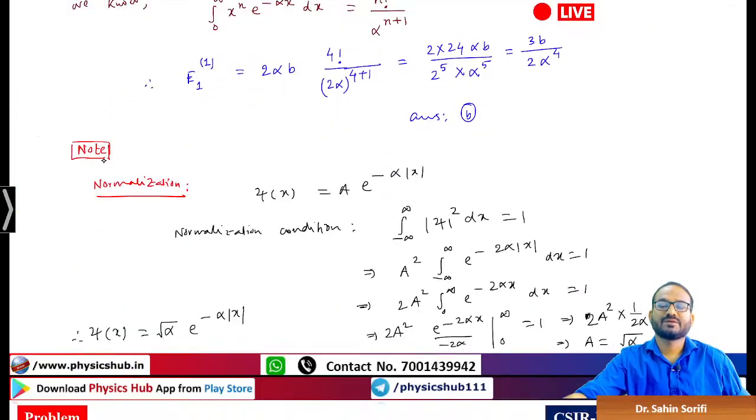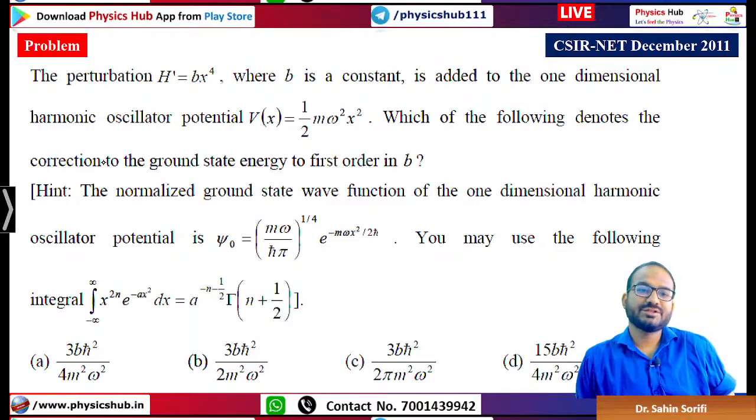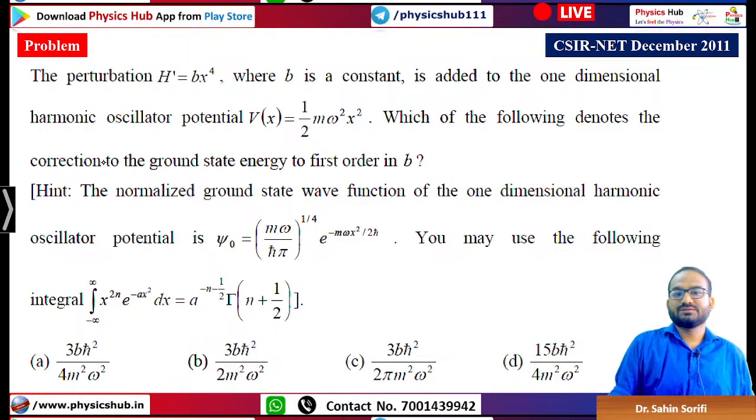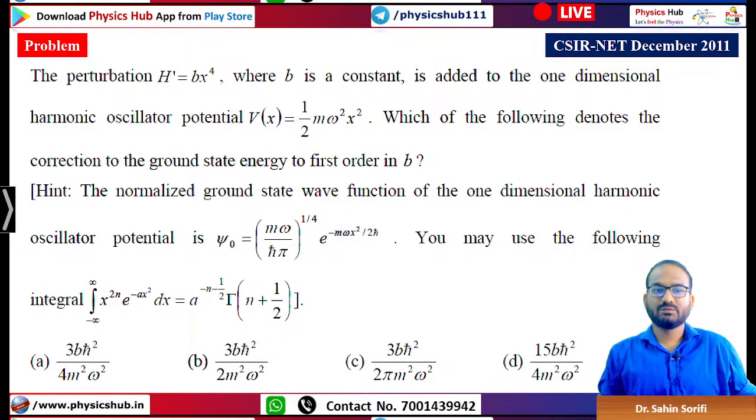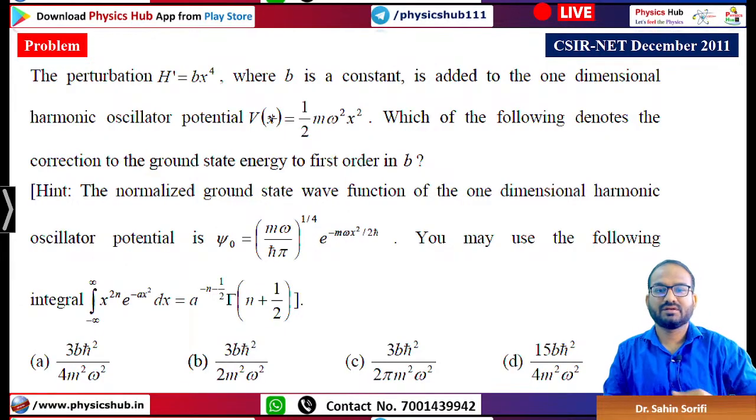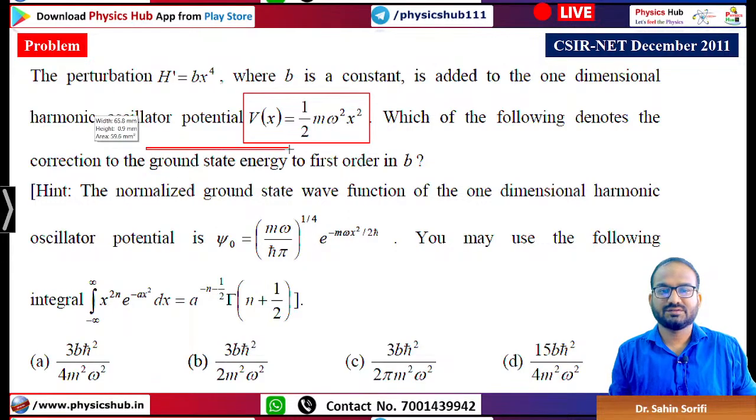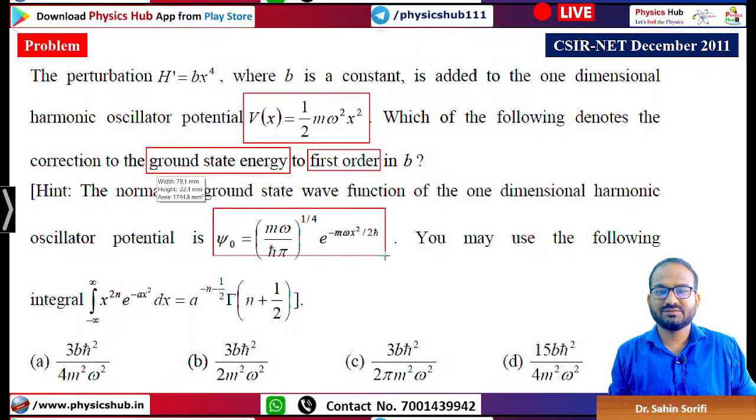Let's go to the next problem. The same perturbation, bx to the power 4, where b is a constant, is added to the one dimensional harmonic oscillator potential. Which of the following denotes the correction to the ground state energy? You have to find the correction to the ground state energy to first order, and possible necessary information like the ground state wave function is given to you.